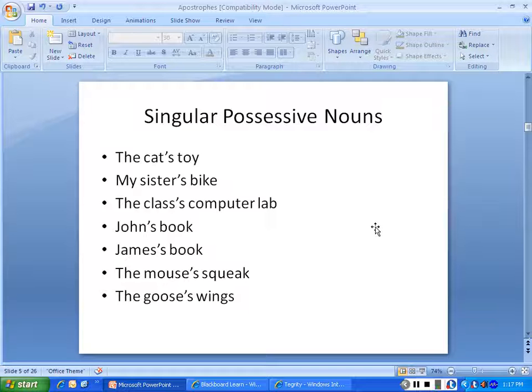John's book shows that the book belongs to one person named John. James is also one person, even though his name ends in S. Just having an S at the end of your name does not make you two people. So this name still follows the rule of singular possessive nouns, and we add apostrophe S to the end of the name James to show that this book belongs to one person named James. The same is true even if it sounds funny when you say it out loud. The mouse's squeak, the goose's wings.